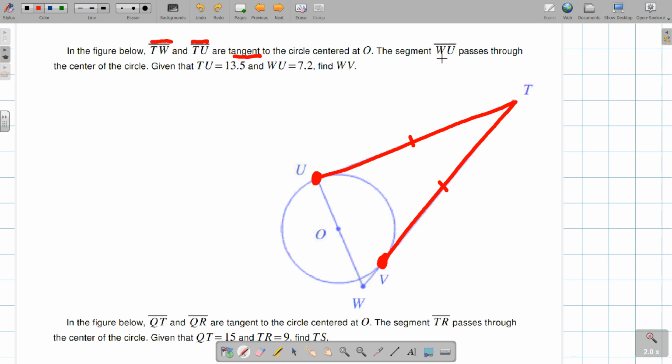The segment WU passes through the center of the circle. Now watch out, that, my friends, is not a diameter, strictly, because that W goes outside the circle, so be very careful with that. These are the segments we have been given. T to U is 13.5, so from here to here is 13.5, and if TU is 13.5, TV must also be 13.5 because they're arms of a tan-tan angle.